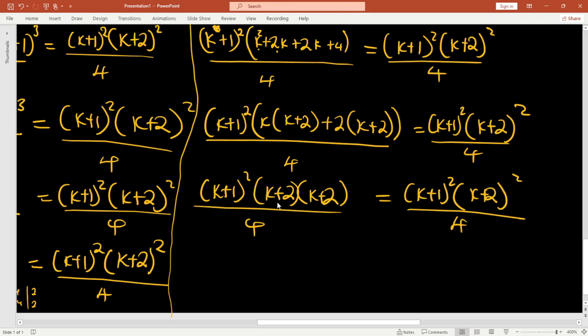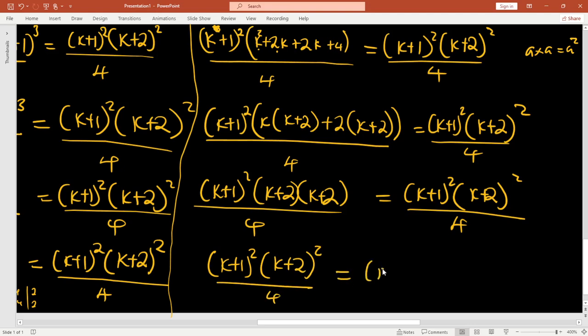Now this here, (k+2) and (k+2) are just one and the same thing. Remember, if you multiply a times a, you're simply going to get a squared, because this is one and the same thing that you're multiplying by itself twice. So if we do the same here, we're simply going to have (k+1)^2 (k+2)^2 divided by 4 is equal to (k+1)^2 (k+2)^2 divided by 4 here. Okay, so there we have it. The left hand side is equal to the right hand side.